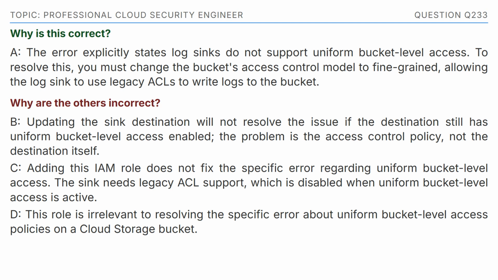B. Updating the sync destination will not resolve the issue if the destination still has uniform bucket-level access enabled. The problem is the access control policy, not the destination itself. C. Adding this IAM role does not fix the specific error regarding uniform bucket-level access. The sync needs legacy ACL support, which is disabled when uniform bucket-level access is active. D. This role is irrelevant to resolving the specific error about uniform bucket-level access policies on a cloud storage bucket.